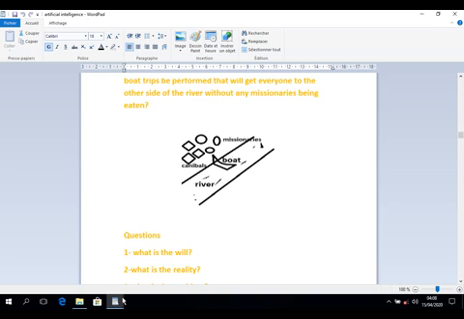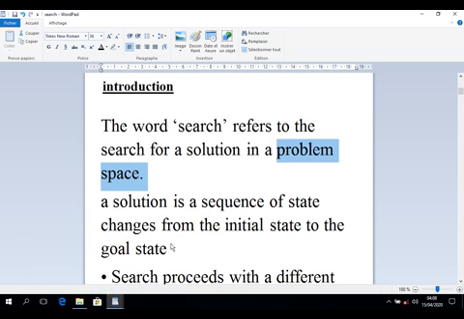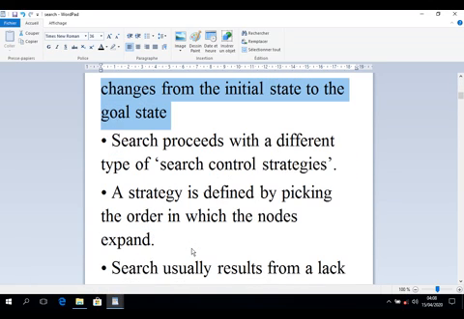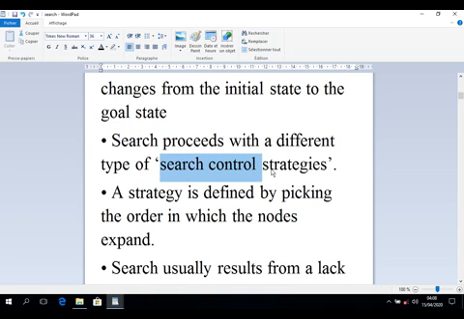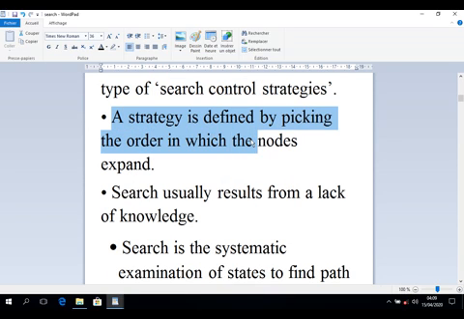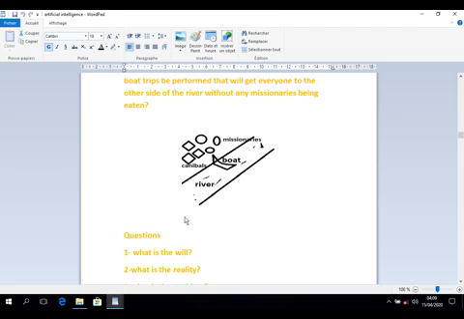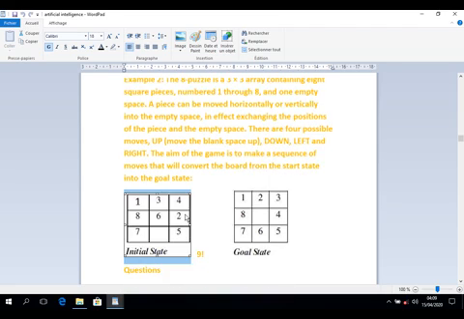Now the search proceeds with a specific control strategy. So we have what is called a control strategy. Now, what is the strategy? A strategy is defined by picking the order in which the nodes expand. Is it okay? What is the meaning? In this problem, for example, this is the initial state. From this initial state, there are different states where we can go to.